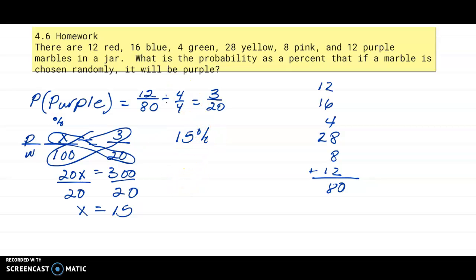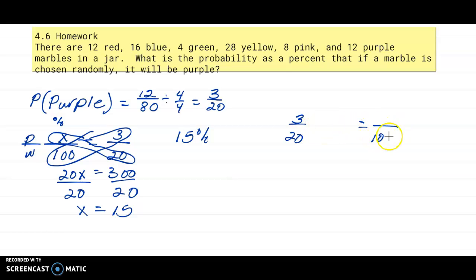Now I could have also found the percent if I had 3/20ths. I could have thought, well, what if I want that to become a percent, that means that I need 100 to be at the bottom. And I would ask myself, is there something I can do to 20 to get 100? And I know I can multiply it by 5. So 20 times 5 is 100, and 3 times 5 is 15. So that's another quick way.